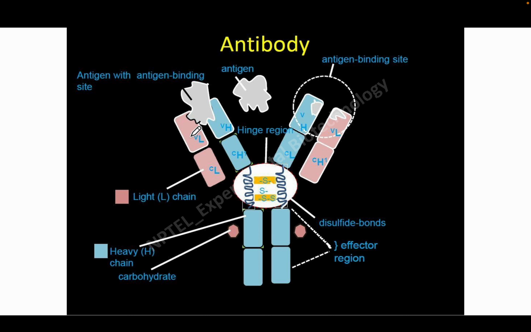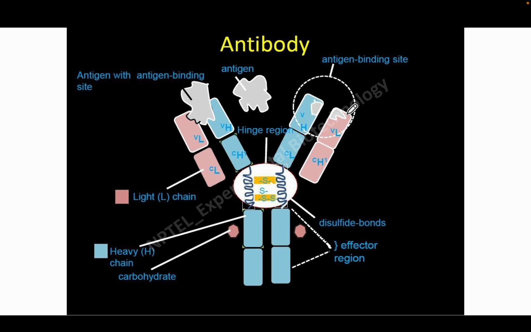Okay, so from your previous studies, you have been learning that an antibody is a Y-shaped molecule. So what are these Y-shaped regions? You can see the blue colored parts are the heavy chains of the antibody, and the pink ones are the light chains. Between the two heavy chains there is one hinge region, and they are linked by disulfide bonds. You can see those disulfide bonds, and this region is an effector region.